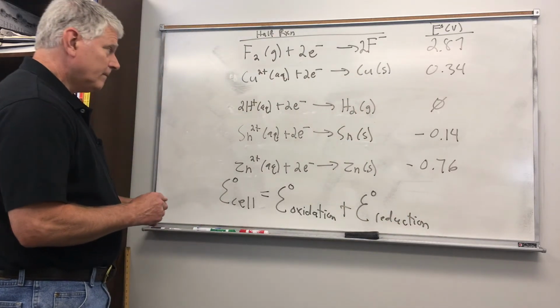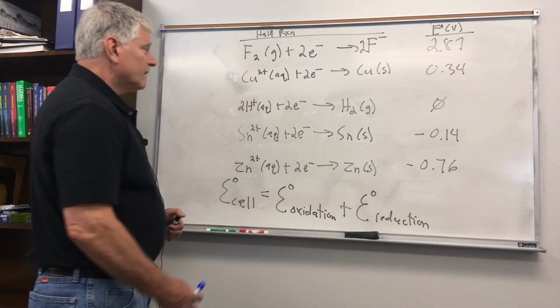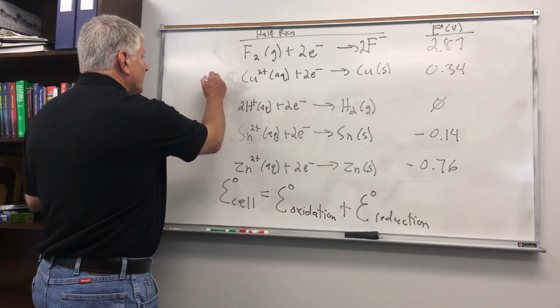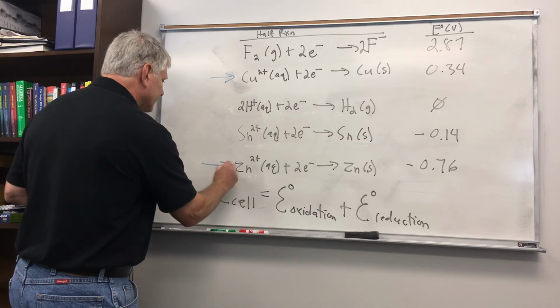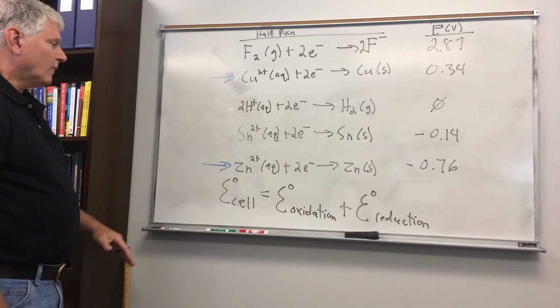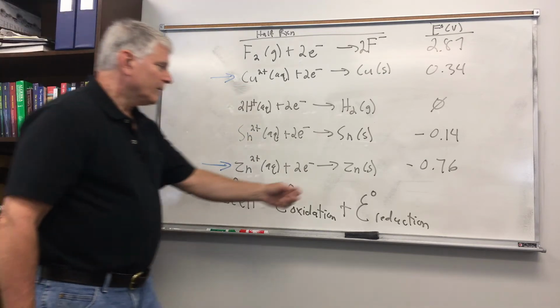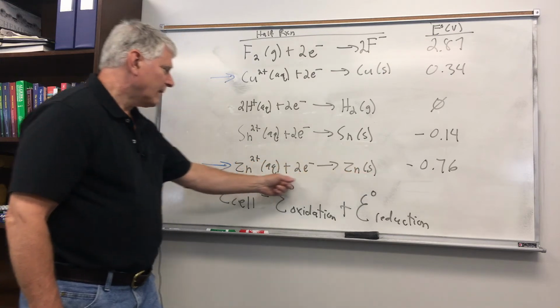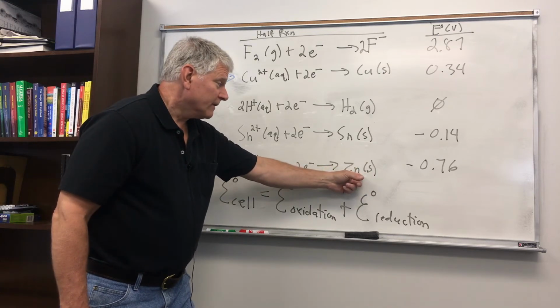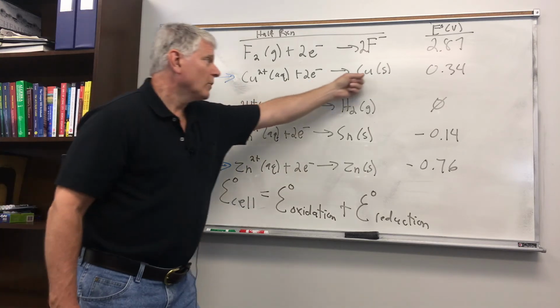So if I look at my half reaction, say I want the copper and the zinc. That's my reaction I was looking at before. Zinc being oxidized, copper being reduced. So in my reaction, zinc was running backwards. This reaction, zinc was going to zinc 2 plus, and copper 2 plus was going to copper.